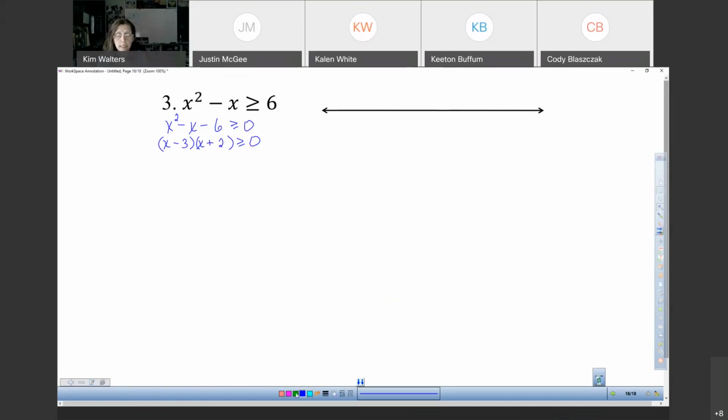Now, notice it says greater than 0. And so this means that I need positive products for my solution.